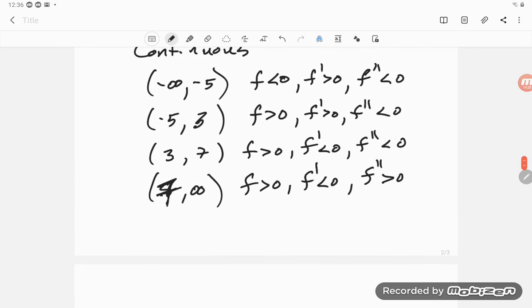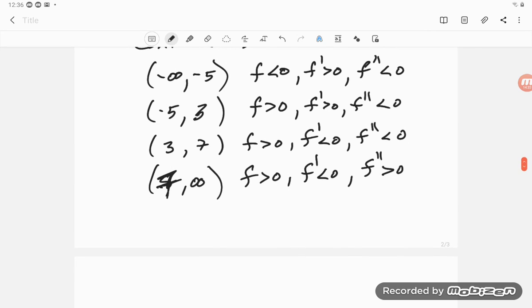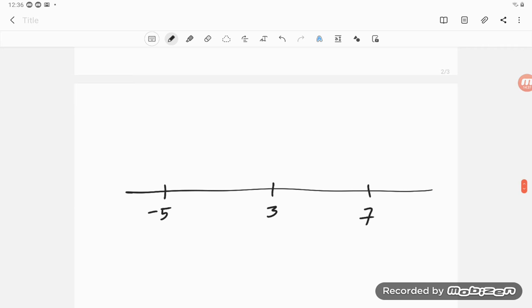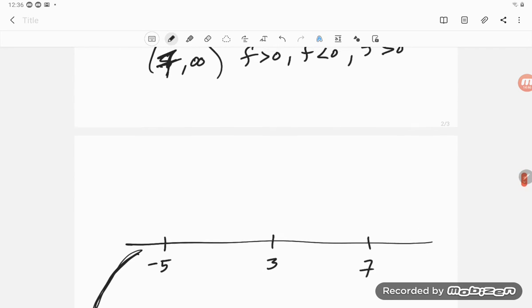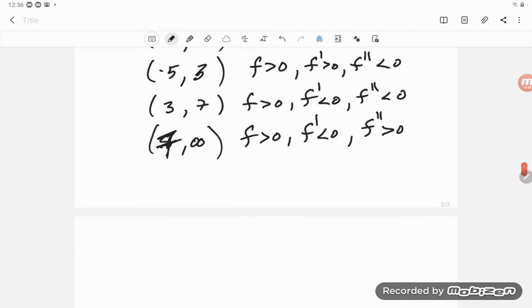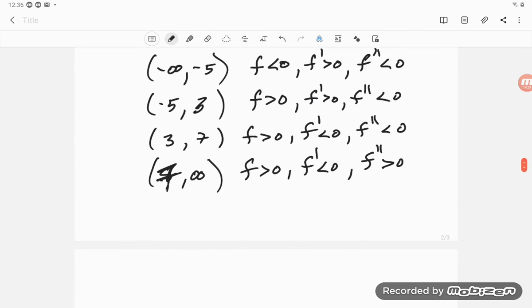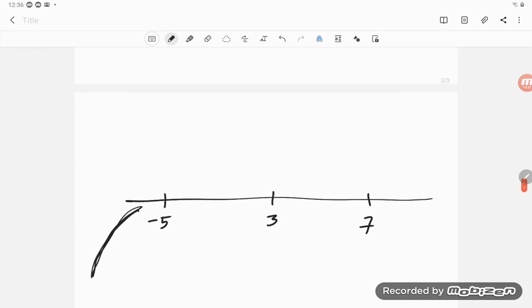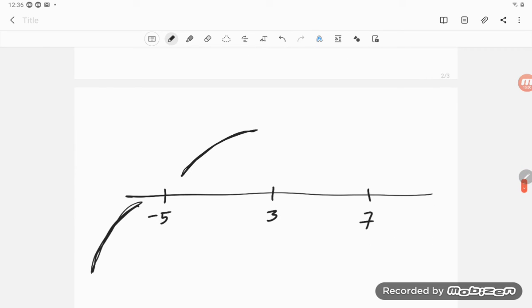And as we look at this, from minus infinity to -5, the function is negative, but it's increasing and concave down. So the function was negative, increasing, and concave down. Looks kind of like that. And notice I don't worry about where it goes to. I just know it's negative. Then the only thing that changes from -5 to 3 is the function's now positive. Okay, so now it's up here.